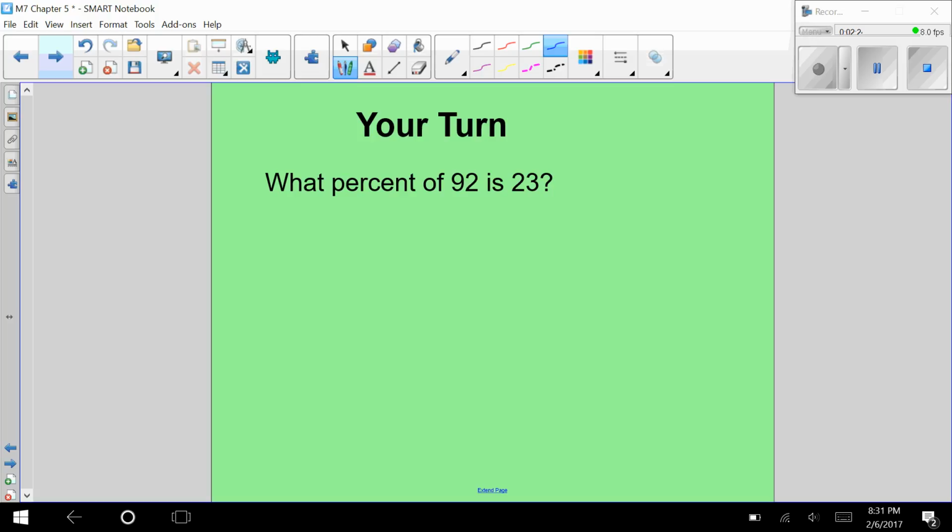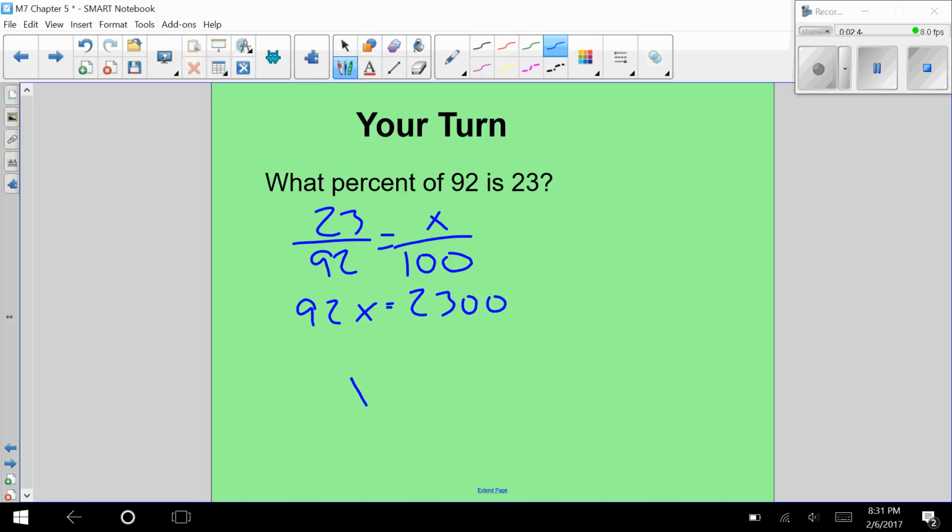So your turn. Try this one. What percent of 92 is 23? So is 23, so the 23 goes on top. Of 92 goes on bottom. The percent is what we're looking for, and it's over 100. Cross multiply and divide, you'll get 92x equals 2,300. Divide by 92, you'll get x equals 25%.